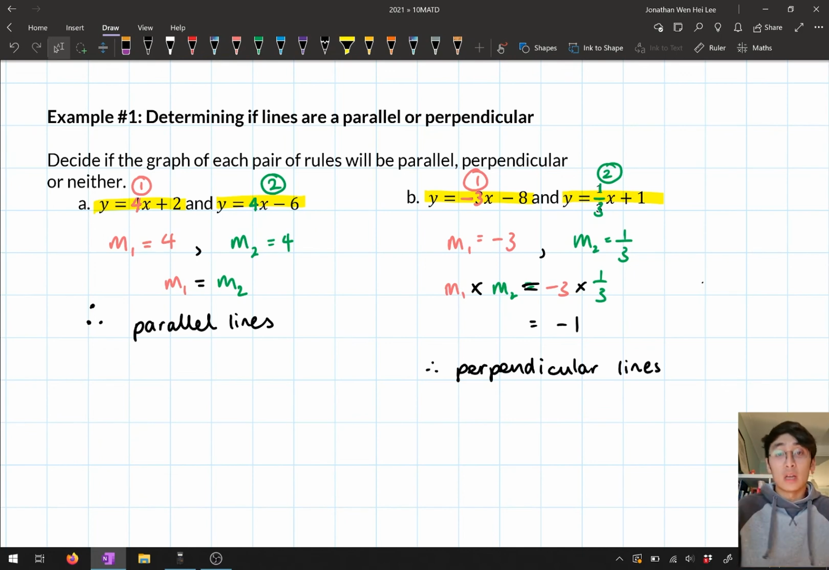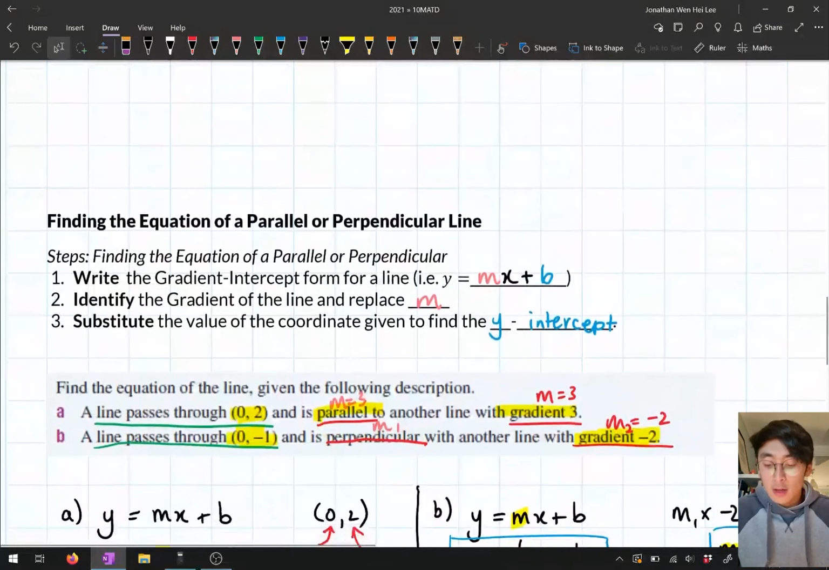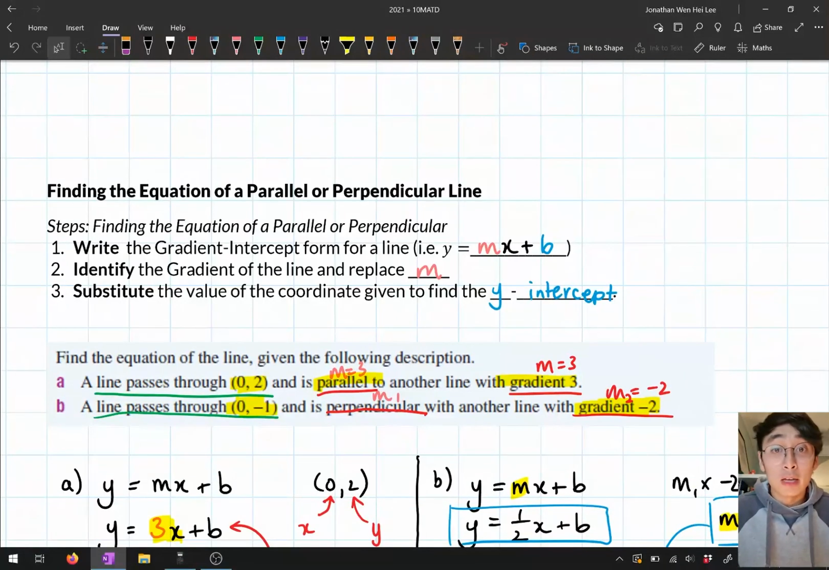If the two gradients were equal, that meant that they were parallel. If they multiplied together and gave me negative 1, it meant that they were perpendicular. Then from there, we were able to find the equation of a parallel or perpendicular line. The 3 steps that we followed were: we wrote down the equation of a line, we figured out what the gradient was based on the condition, so we checked if it's parallel or perpendicular to another line or another gradient, and then we substituted our point in. So that's how we answer these questions.